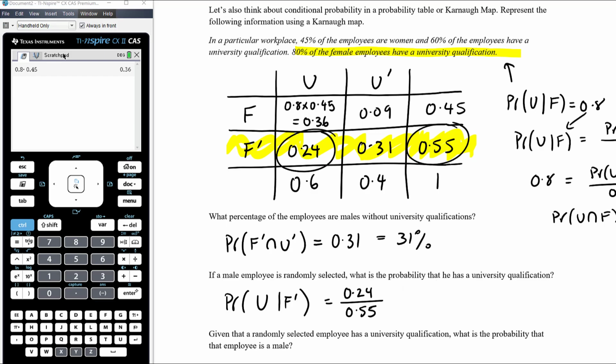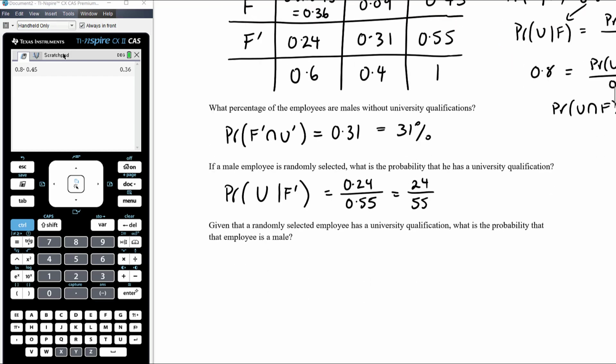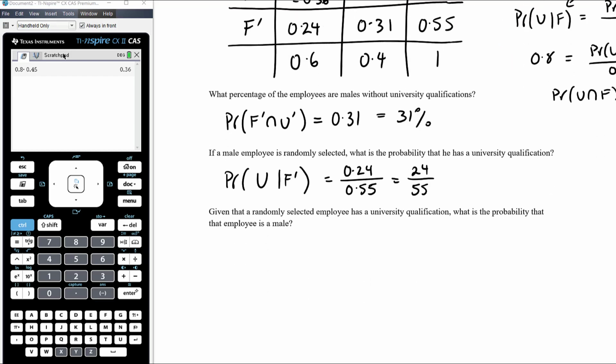So 0.24 over 0.55. You're going to need to be able to work quite comfortably with decimals and fractions in the probability unit. So we can't leave decimals in fractions. I'm going to multiply both top and bottom by 100, so that's 24 over 55. And if I can simplify that further, which I can't in this case, I will. Just before I move on, the previous question is an example where it didn't use the words given that. It said if a male employee is randomly selected. That could be rephrased to say, given that a male employee was selected.